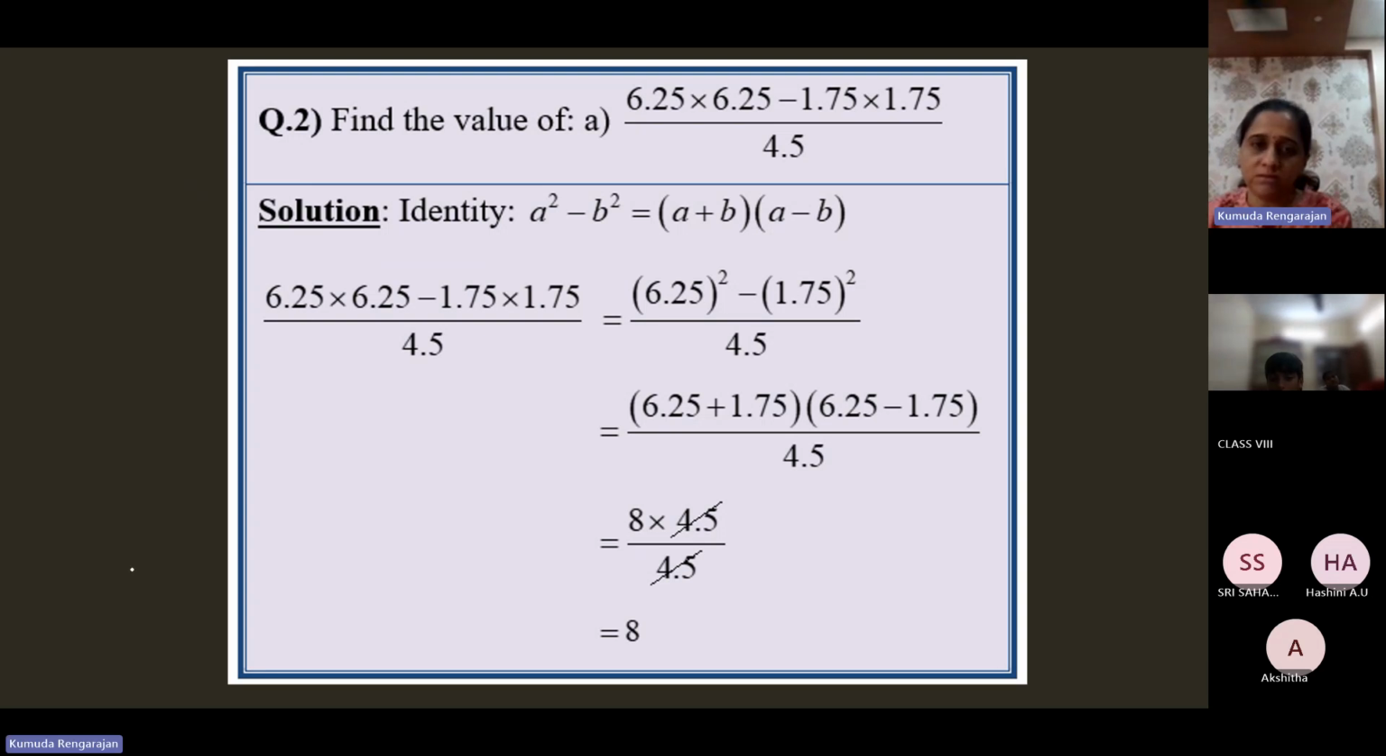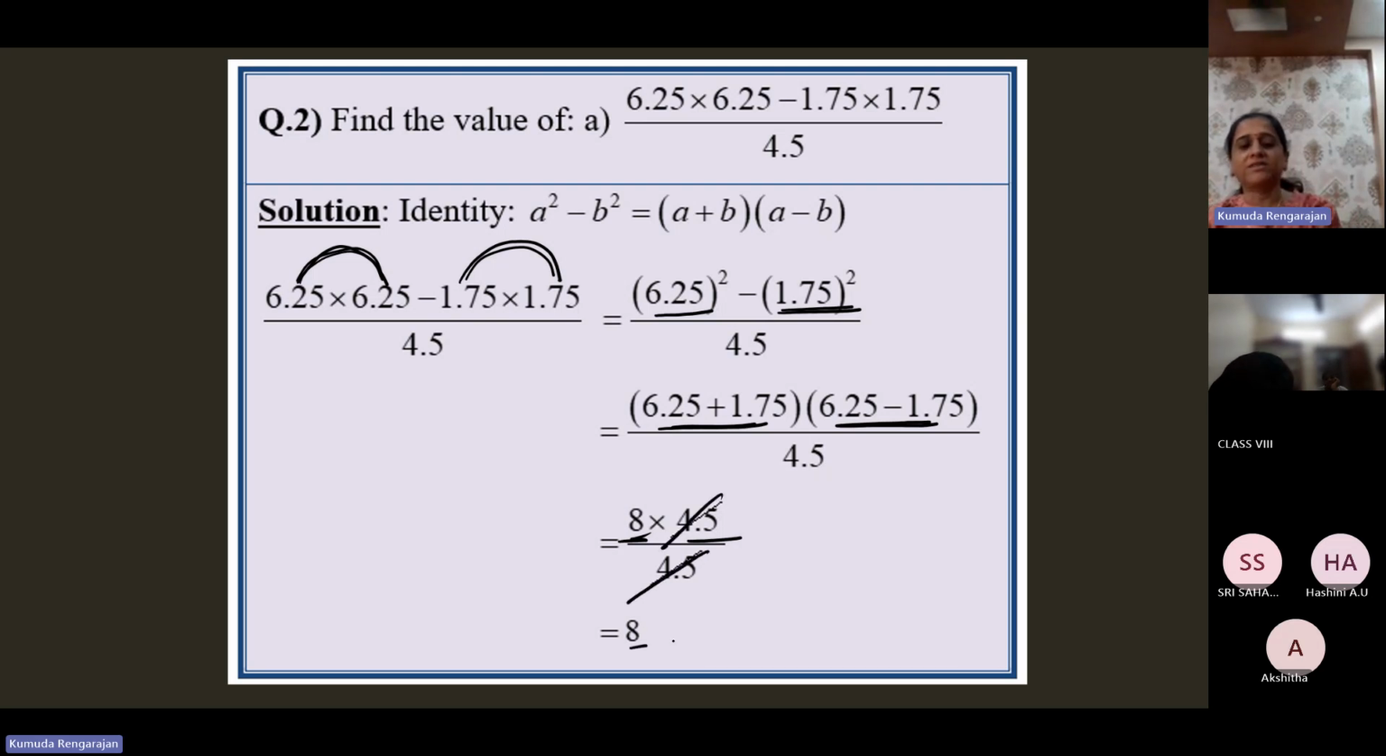Similar questions we have discussed earlier. This can be written as 6.25 the whole square. This can be written as 1.75 the whole square. So this is of the form a squared minus b squared. So the answer is a plus b into a minus b. So when you do a plus b, you get 8. a minus b, you get 4.5. The numerator and denominator get cancelled, and the answer is 8.